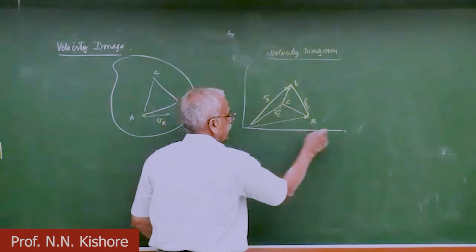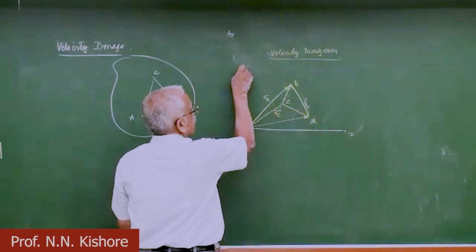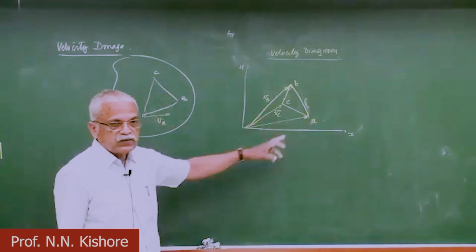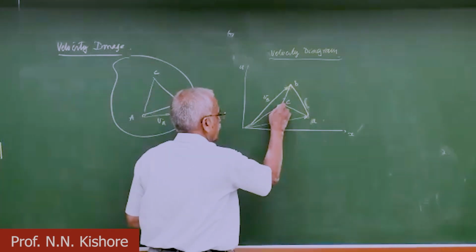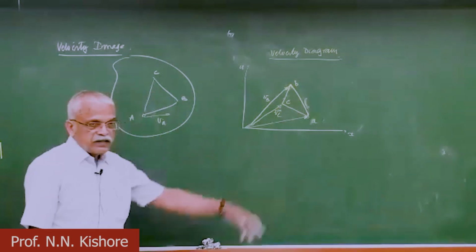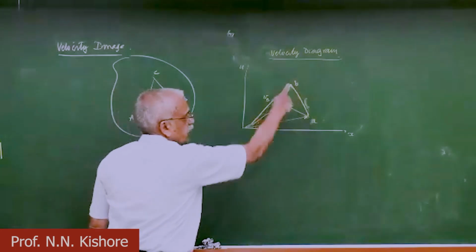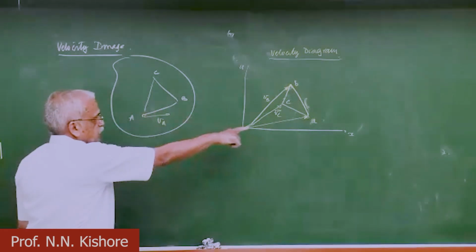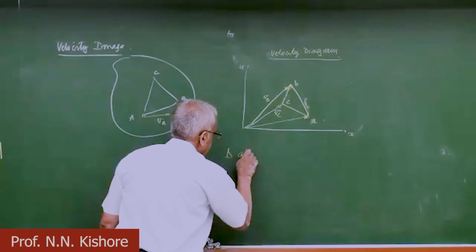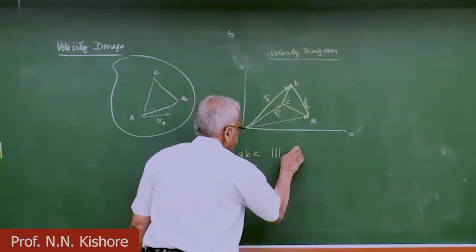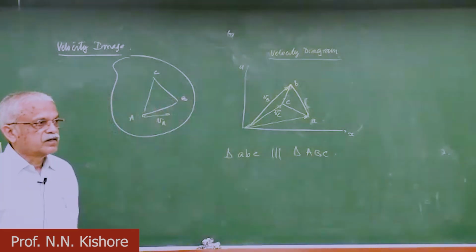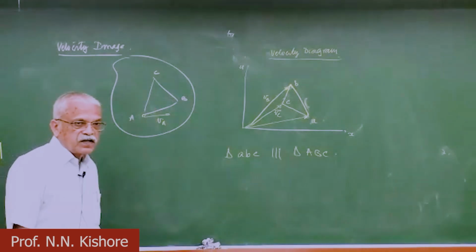And obviously in the diagram, you can also find out the direction and magnitude. If you actually draw it to scale, you can measure it to the scale. One important thing here is that I wrote small letters abc just to show the velocity images. So can we prove that delta abc is similar to delta ABC? Can we prove it?